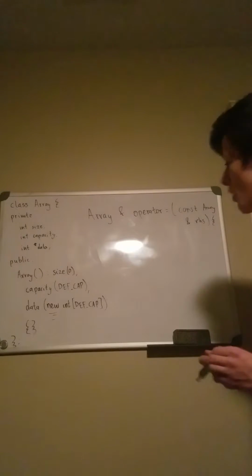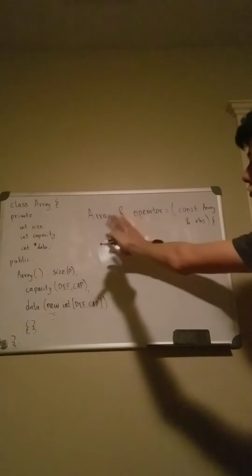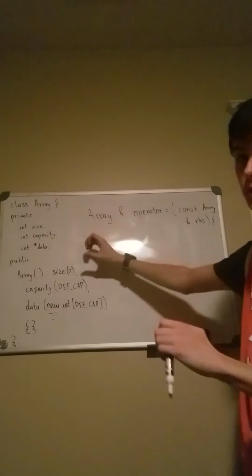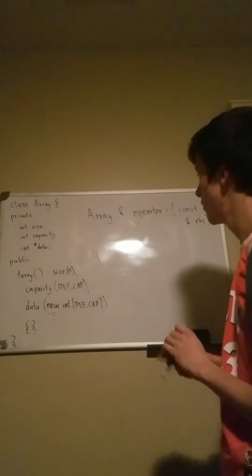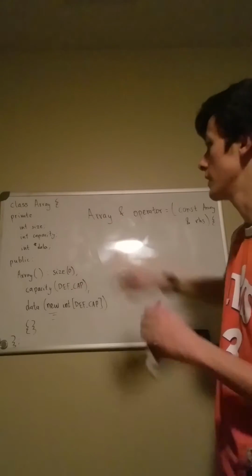So I chose to call it RHS because effectively this is the right-hand side of the assignment operator, and this will be the left-hand side. This is what we will be assigning the value of the RHS to. Okay? So pretend like these are what we have inside this array.